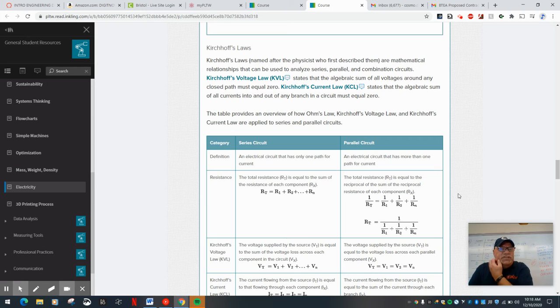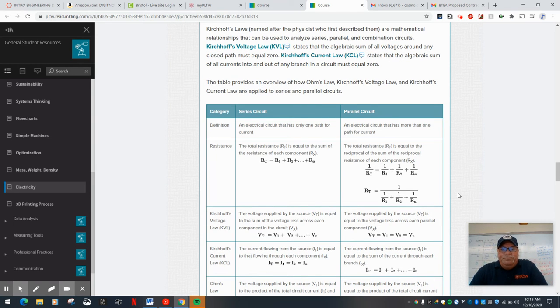So Kirchhoff's voltage law, KVL, states that the algebraic sum of all voltages around any closed path must equal 0, okay? That's Kirchhoff's voltage law. Kirchhoff's current law states that the algebraic sum of all currents into and out of any branch in a circuit must equal 0. The algebraic sum of all currents into and out of any branch must equal 0.